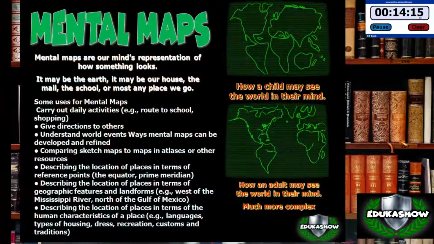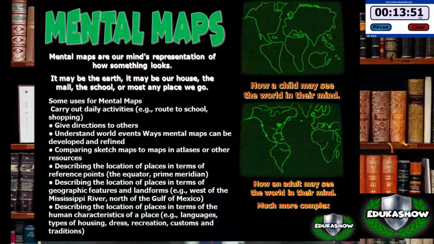The mental maps can also be very useful for describing the location of places in terms of geographic features and landforms. For example, west of the Mississippi River, north of the Gulf of Mexico, and describing the location of places in terms of the human characteristics of a place. For example, languages, types of housing, dress, recreation, customs, and traditions.